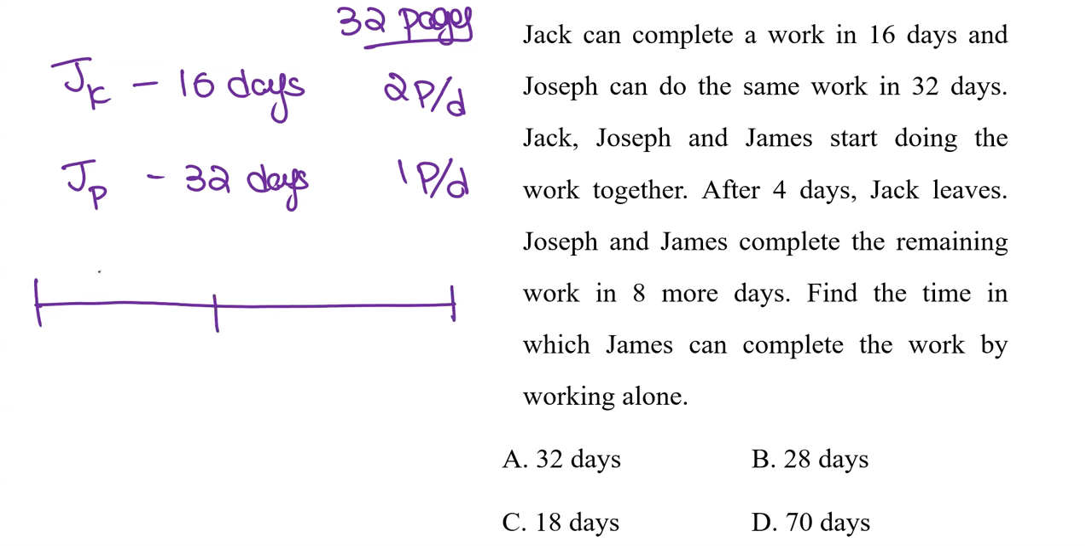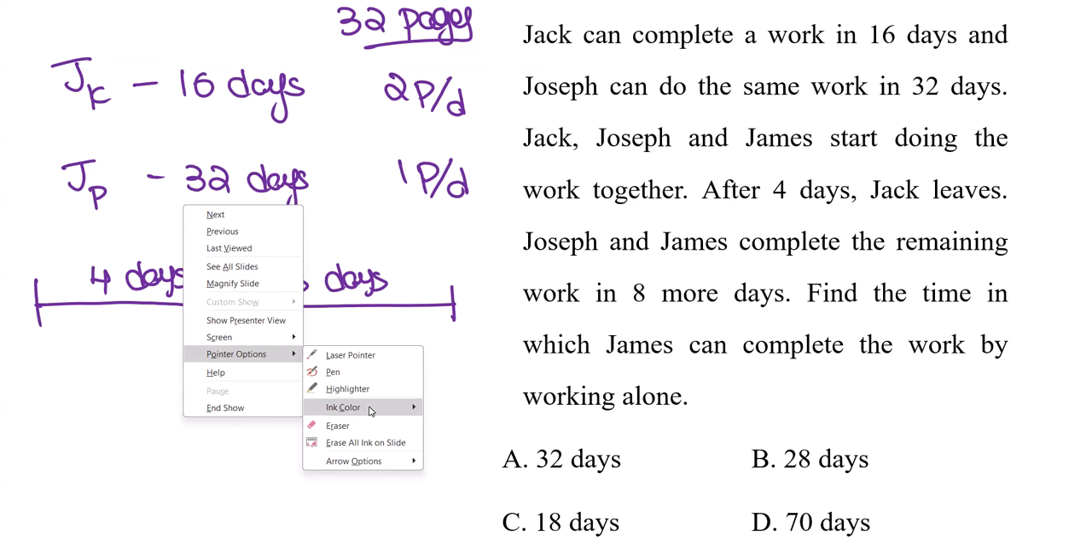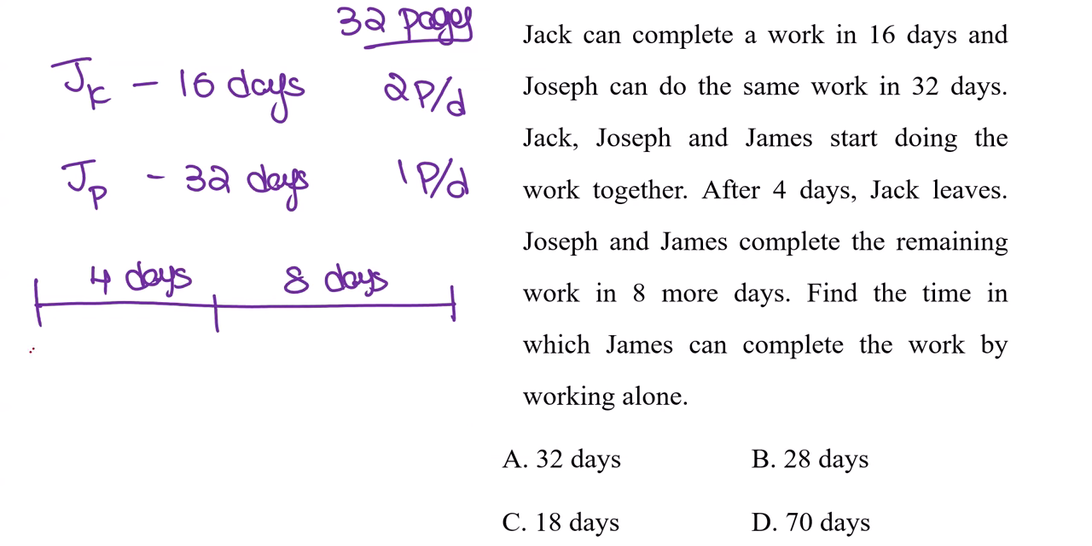So all the people worked for 4 days. Then in 8 days, the work is completed. When all three people are there, that means Jack, Joseph, James. Next, only Joseph and James are available. When they work like this, the final target of 32 pages is completed.